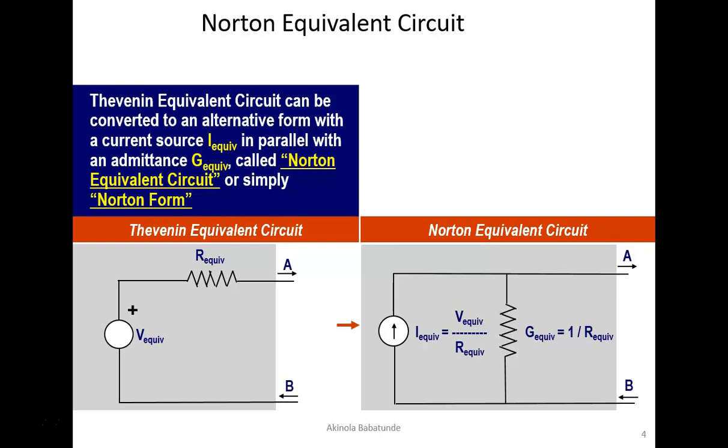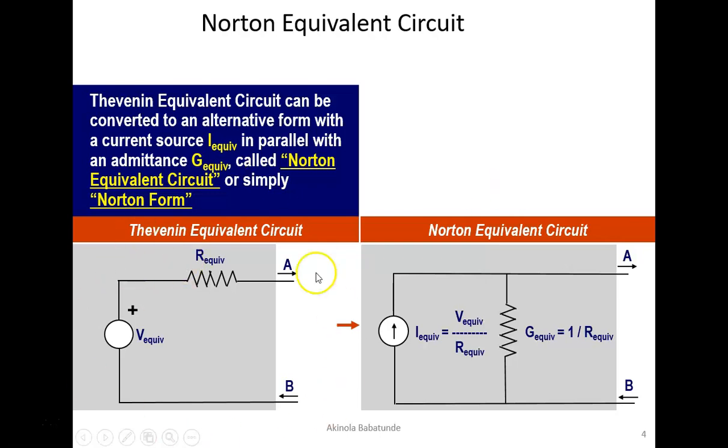Now, when we talk about the Norton equivalent circuit, that Thevenin circuit can actually be converted to an alternative form with a current source this time around, in parallel with an admittance, which can be G equivalent, or with a resistance that is in parallel with the current source. This kind of circuit is referred to as a Norton equivalent circuit, or simply a Norton circuit or Norton form.